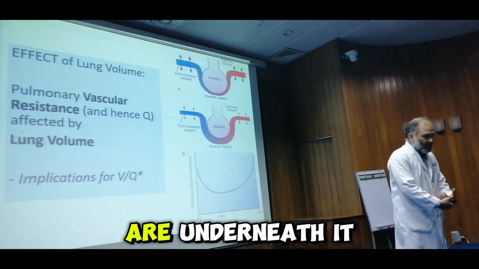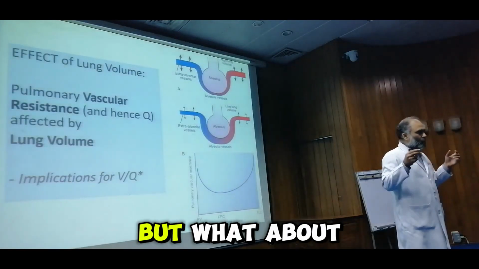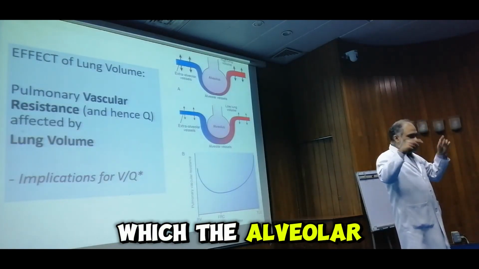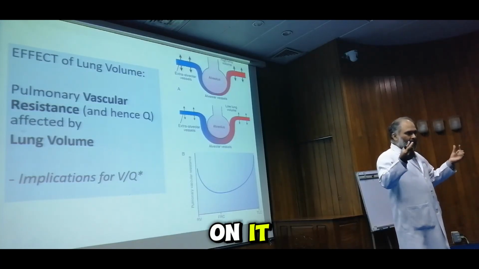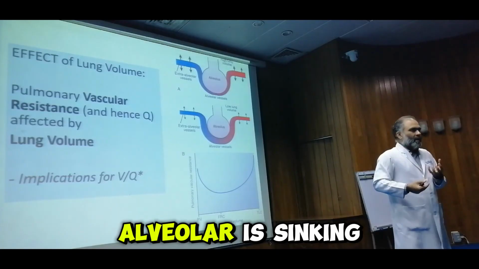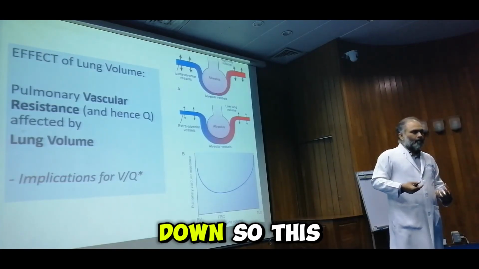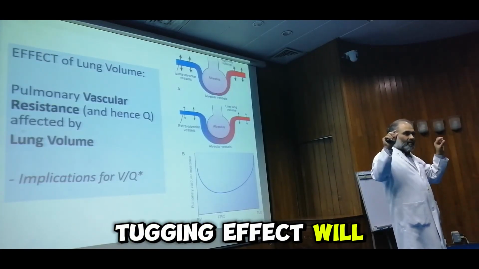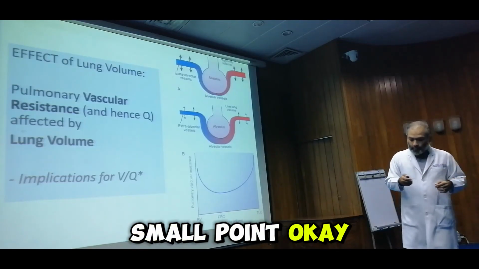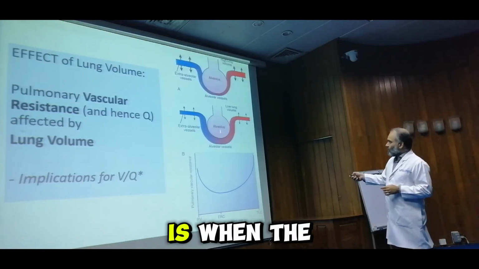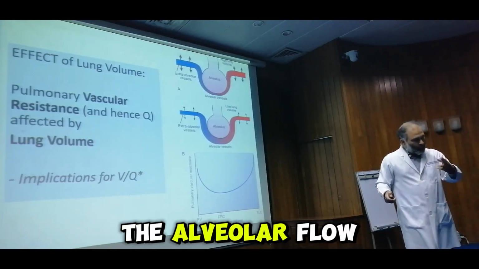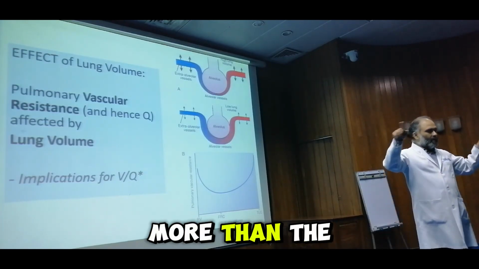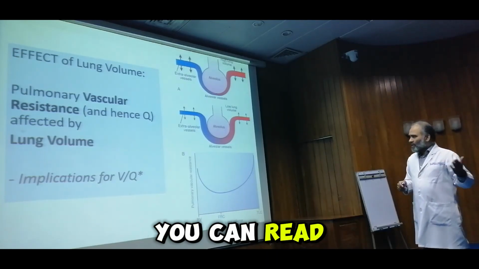The vessels underneath it will obviously be compressed, but what about the vessels which the alveolar vessel is hanging from? These will have a tug on them, a pull, because the alveolus is sinking down. So this tugging effect will dilate them. This is a small point. And the reverse is, when the alveolus is not properly filled, the alveolar flow will be much more. If you're interested, you can read this up.